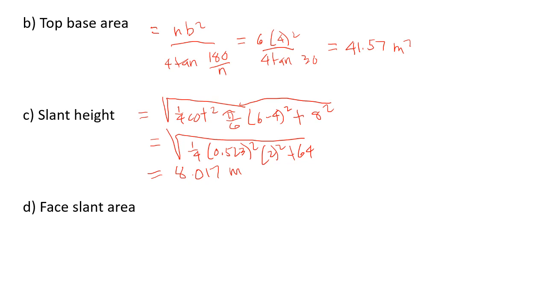The slant face area equals a plus b over 2 times s, which equals 6 plus 4 all over 2 times 8.017, equals 40.09 square meters.